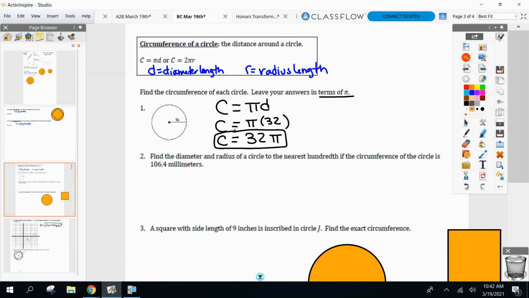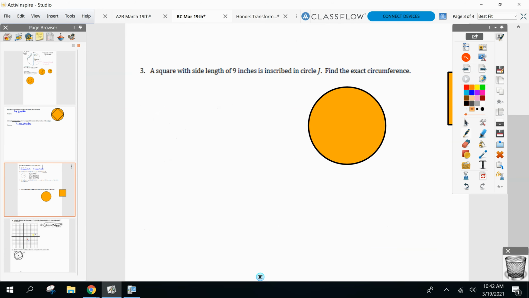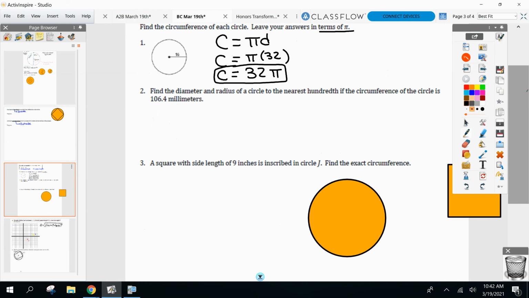All right, let's step it up a little bit more now. In number two, give me the diameter and radius if you know the circumference already. It's 106.4 millimeters. All right, going to keep with my formula, pi d. I'm going to plug 106.4 in for the circumference C.